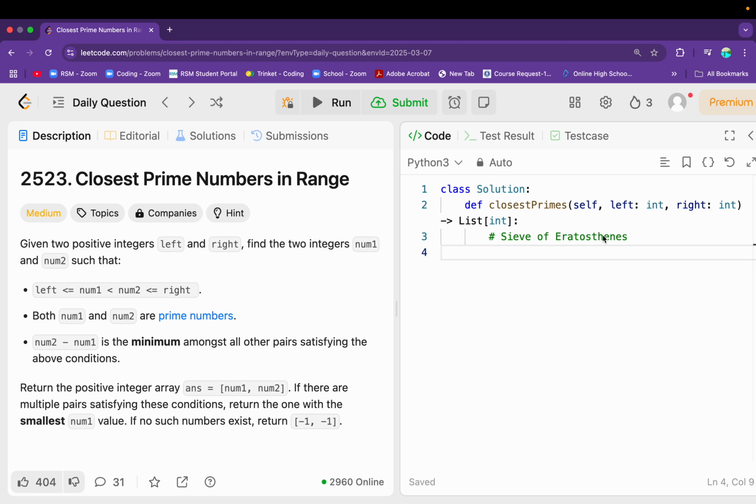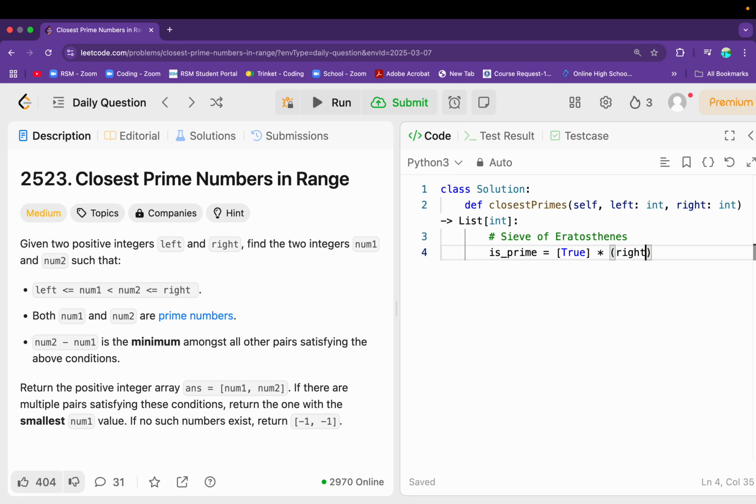So what I'm first going to do is initialize something called the prime list. It's going to be a Boolean array, and the way that's going to work, basically, it's going to be true, and it's going to have a size of right plus 1.